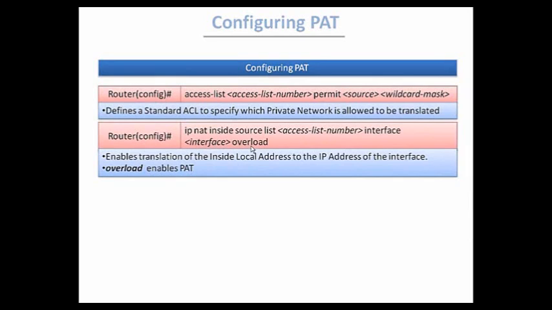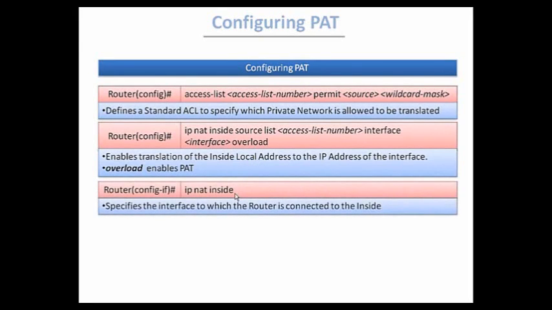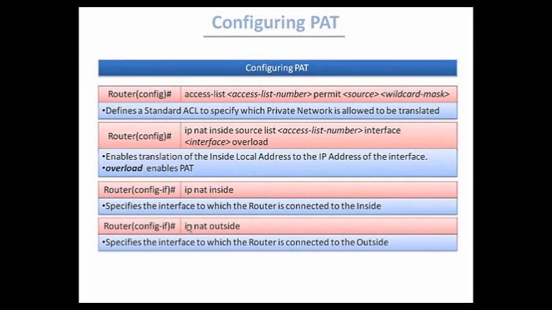What it does is tell the router to use port numbers to translate the private hosts specified by the access list into a public IP address defined by the interface IP address and port numbers. Also, just like in the previous NAT that we've studied, on PAT you still have to specify ip nat inside to specify the inside world, and ip nat outside to specify the outside world.